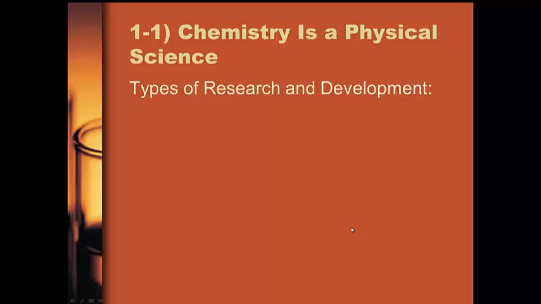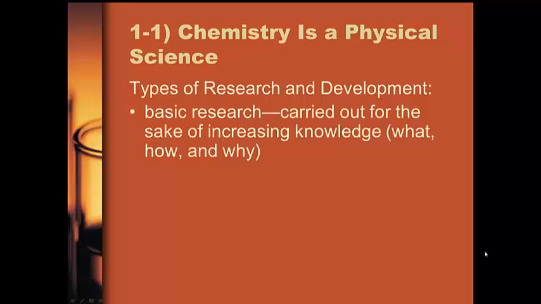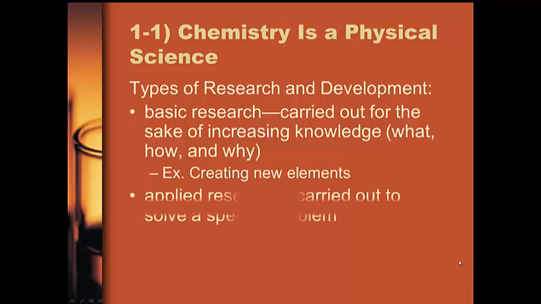Now, couple more things. Types of research and development. Basic research. These are things that your research scientists will be involved in, carried out for the sake of increasing knowledge. What happens? How does it happen? Why does it happen? The people who create new elements, or are trying to create new elements, are people employed in doing basic research.